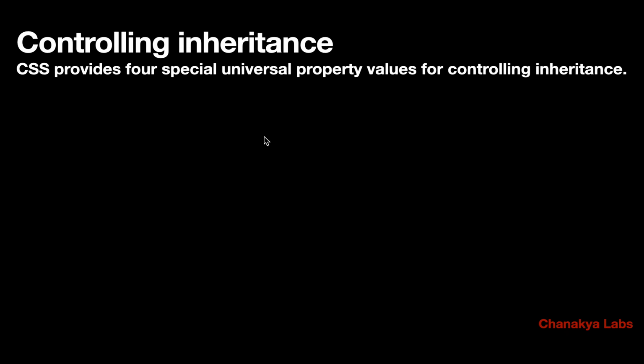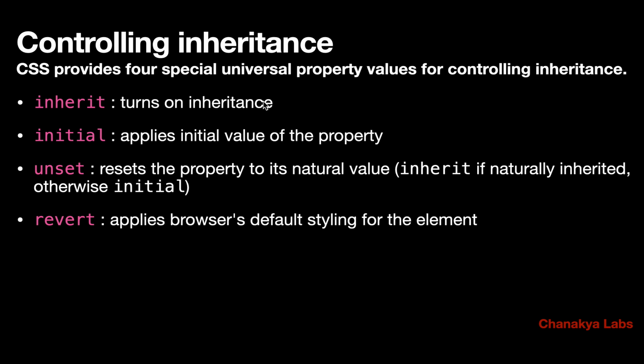All those things we can control using some special properties given to us by CSS. You might have seen these properties in many places, like when inspecting elements, but here is a good time to explain all of them. There is something called inherit, which turns on inheritance, and then initial, unset, and revert. So we will see each of them one by one.